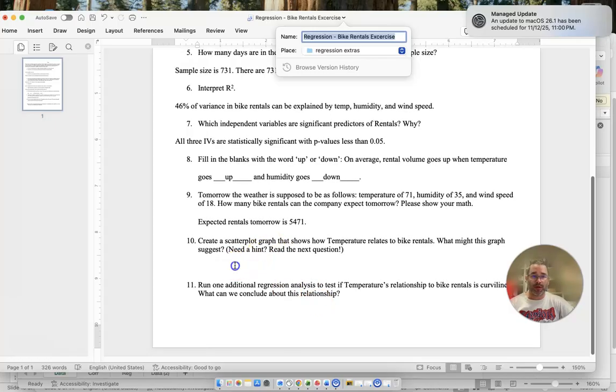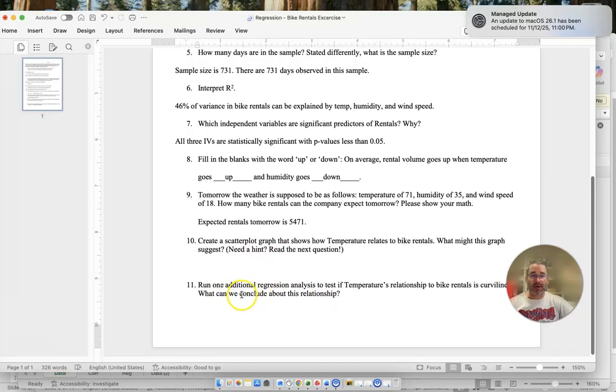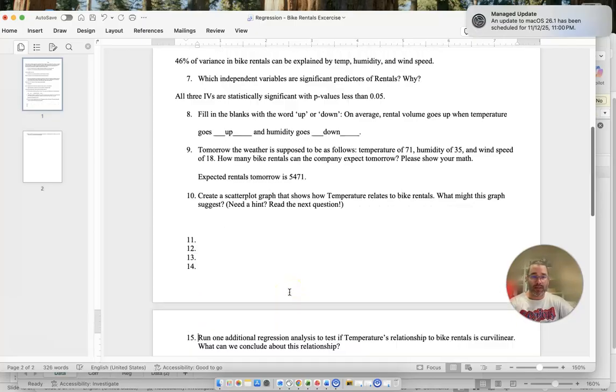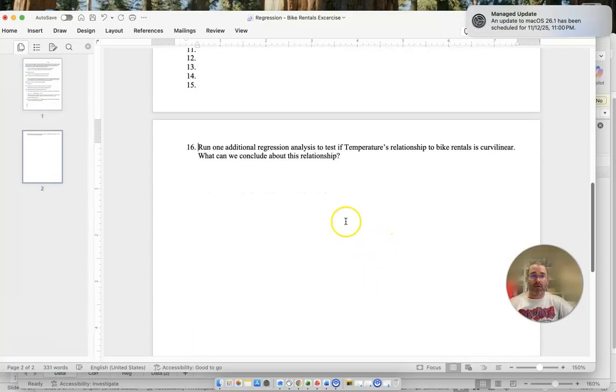Okay, nothing really to fill in here for number 10. Last question, number 11. Let's move that to a new page here. There we go. It's now number 16. Run one additional regression analysis to test if temperature's relationship to bike rentals is curvilinear. Okay, we think it might be based on that scatter plot we just looked at. But let's go back to the data and actually test this.